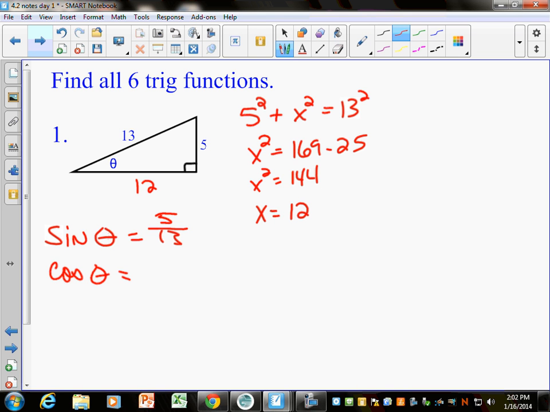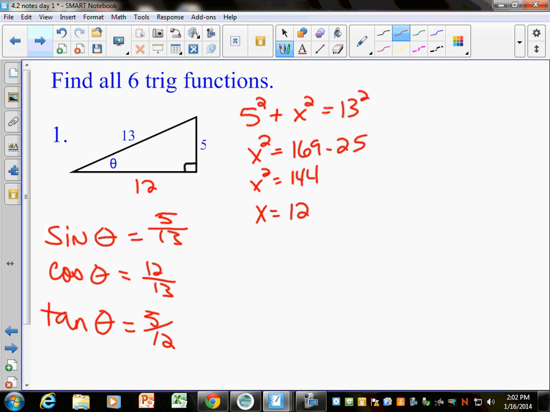And that's it. That's all you're doing right now. Cosine of theta, cosine is adjacent over hypotenuse, so that would be 12 over 13. And tangent of theta, tangent is opposite over adjacent, or 5 over 12. Anyone have a question of where I'm getting those values?